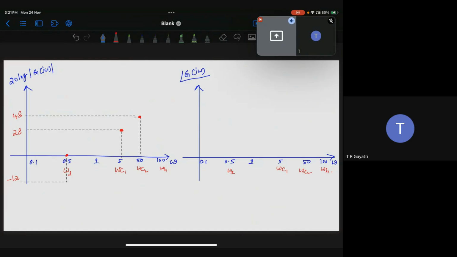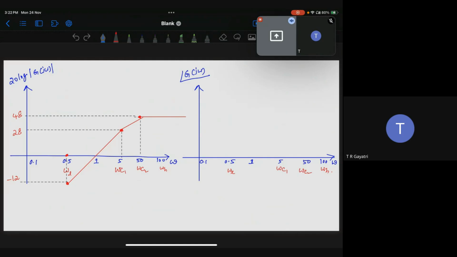Now, how do you connect them? You can start connecting them like this. This is one point, this is another point, then from here you'll have the next point here, then from here it continues. This is the way it goes. This is the Bode plot.